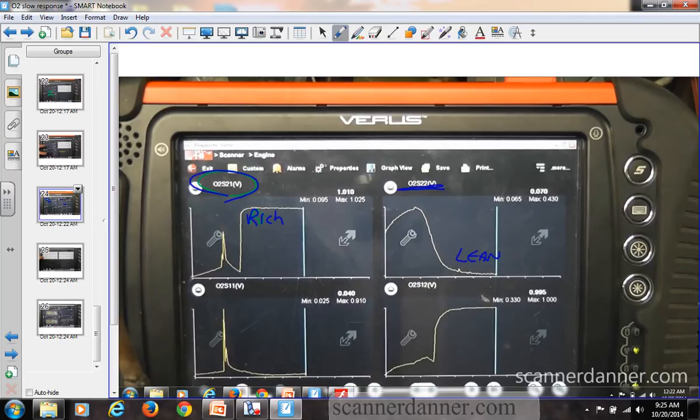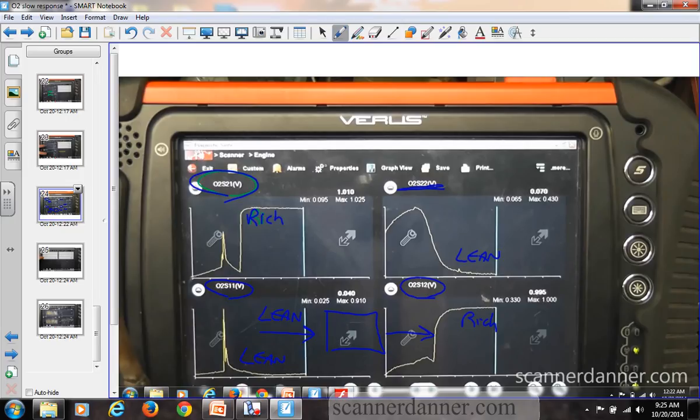So think about that for a second, and let's look at the bank 1 sensor 1. We're reporting a lean condition, but the bank 1 sensor 2, the downstream, is reporting a rich. So let me ask you guys this. Is it possible that we could have, so here's my cat, right? Is it possible we could have a lean condition going into the cat and a rich condition coming out of the cat? Think about that for a second.